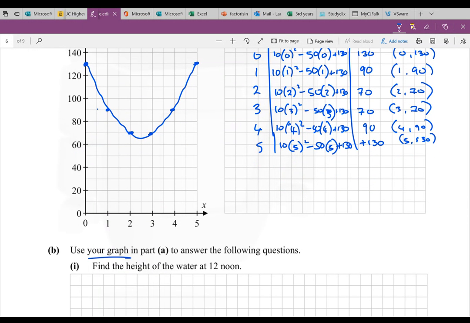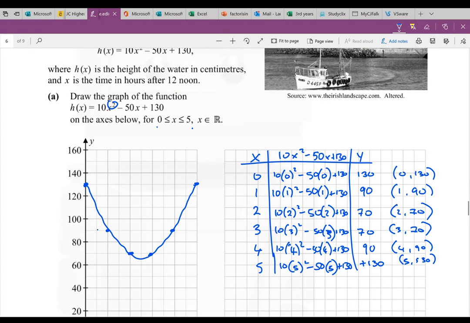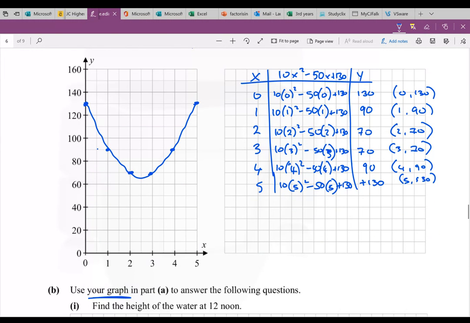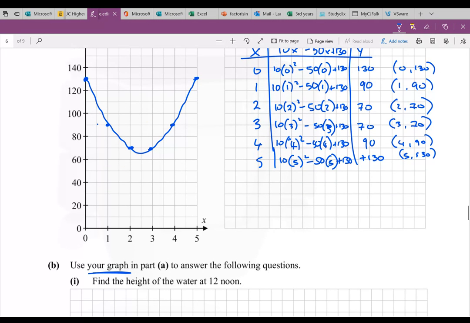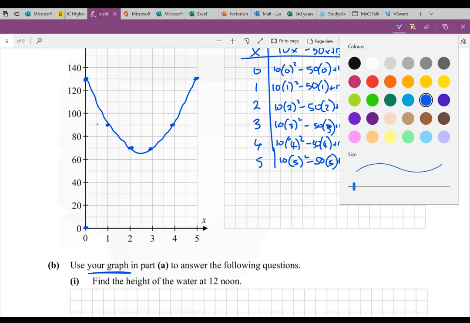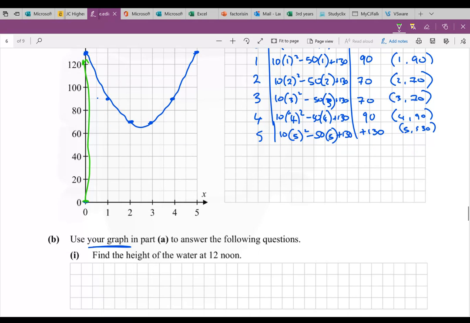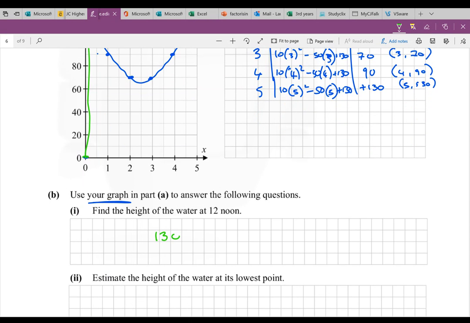Use your graph to find the height of the water at 12 noon. So x is the time after 12 noon. So at 0, that must be 12 noon. So if I go to 0, I'll use a different color here for these. 0 all the way up, that's 130. The height of the water at 12 noon is 130.